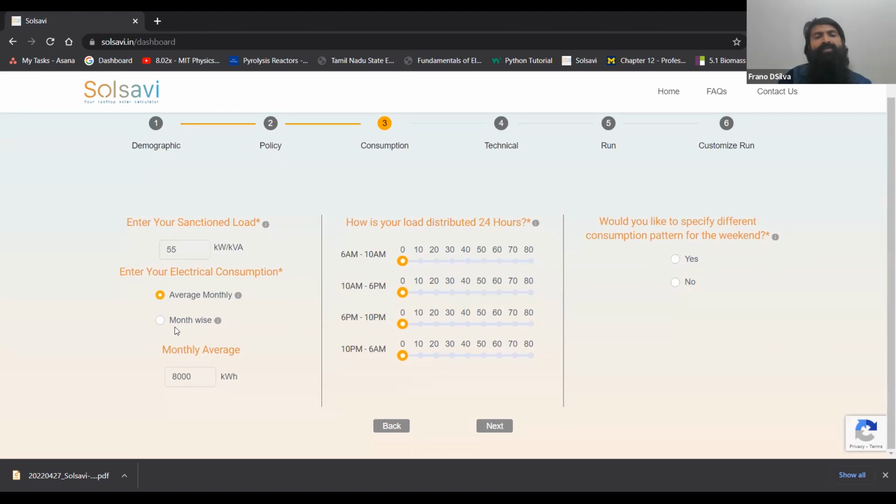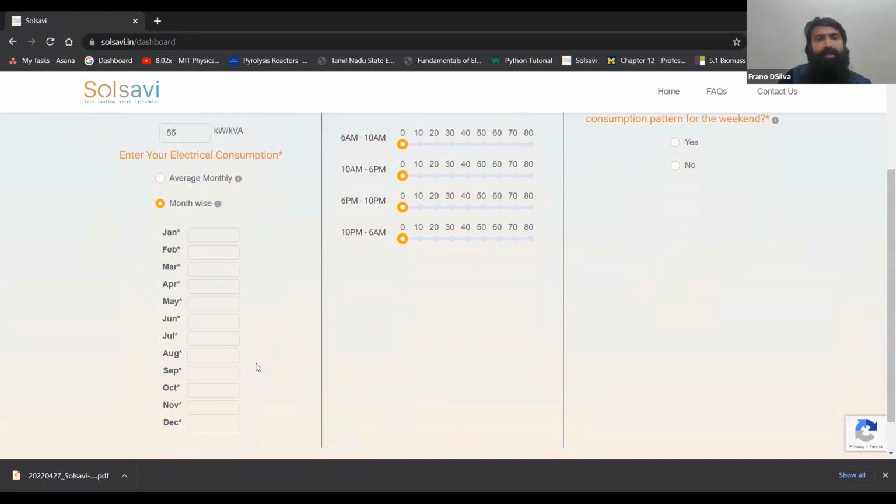Another option to define your electrical consumption would be to select the month-wise option, where the user will have to enter the units consumed in each month over the year. This would provide us with maybe a seasonal variation in your consumption and could add a better nuance to design a more efficient or economically feasible rooftop solar system.